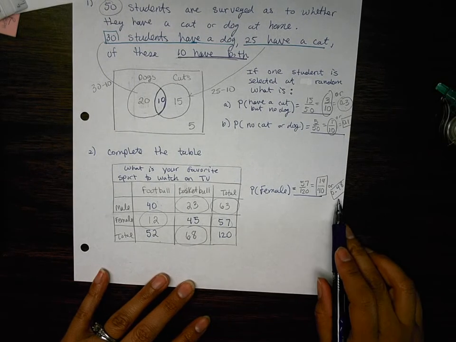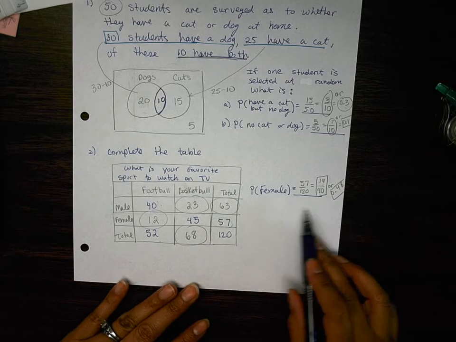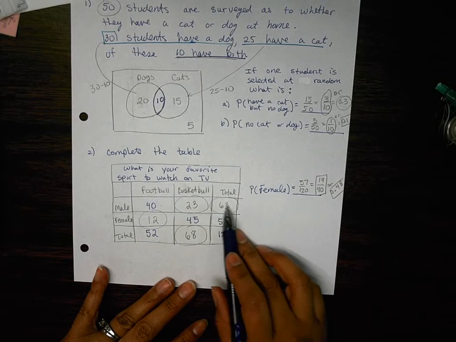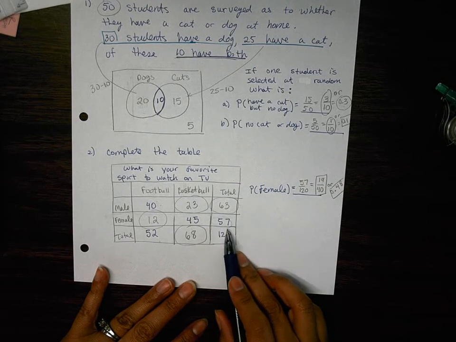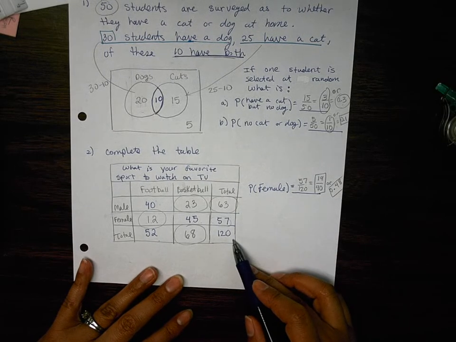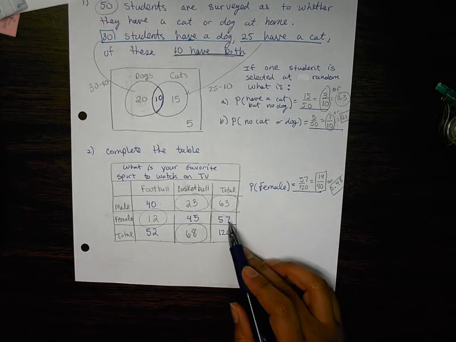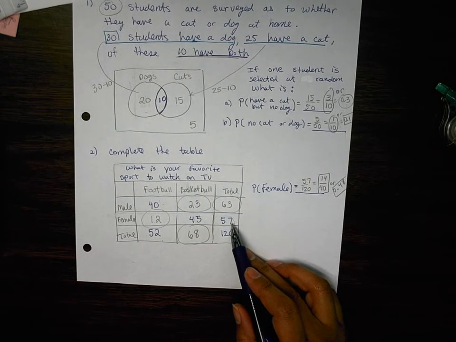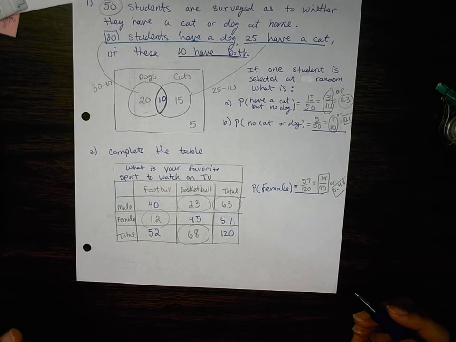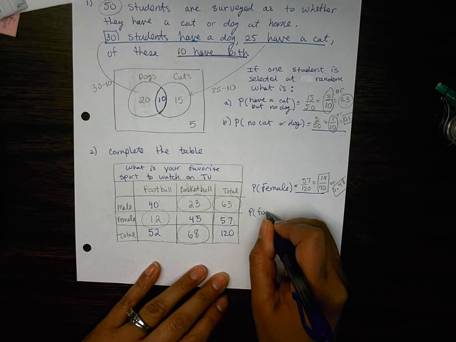So would you say, looking at the numbers, does 0.48 seem right? That's close to half, a little less than half. Looking at these numbers, is the female number a little less than half of 120? What's half of 120? Is 57 a little less than 60? Make sense? Okay, next one.